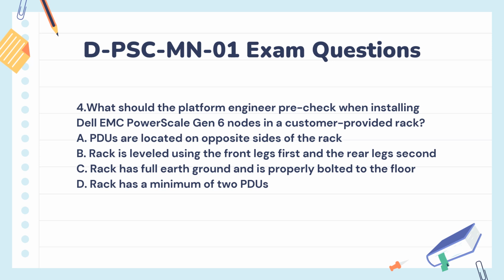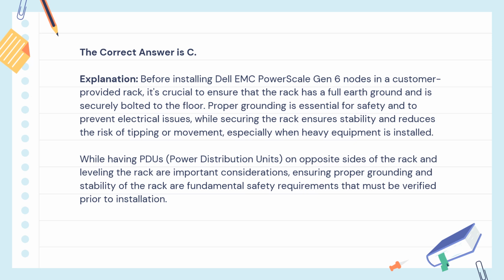What should the platform engineer pre-check when installing Dell EMC PowerScale Gen 6 nodes in a customer-provided rack? A. PDUs are located on opposite sides of the rack. B. Rack is leveled using the front legs first and the rear legs second. C. Rack has full earth ground and is properly bolted to the floor. D. Rack has a minimum of 2 PDUs. The correct answer is C.